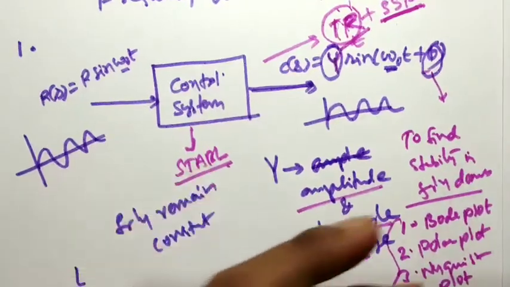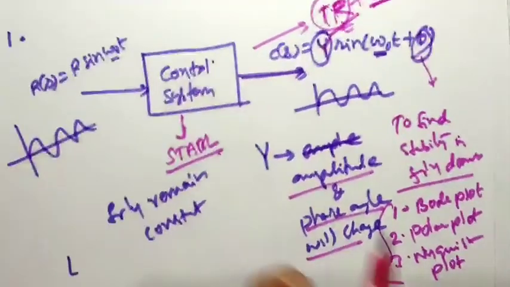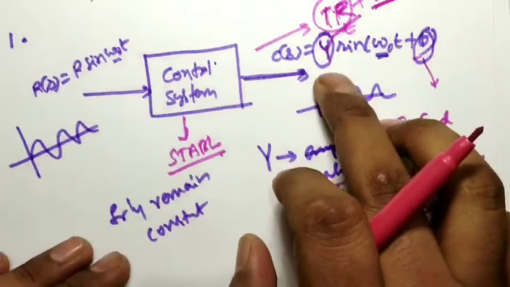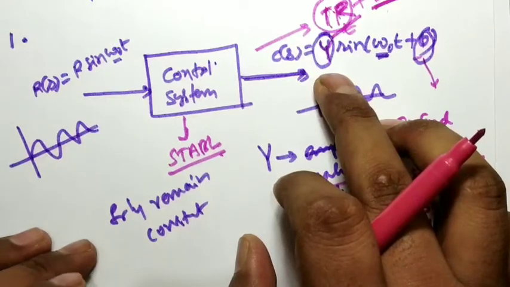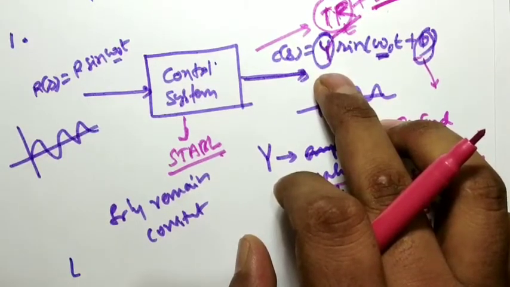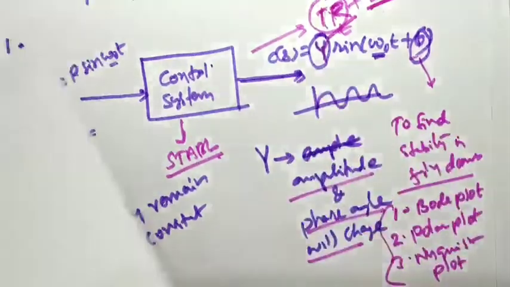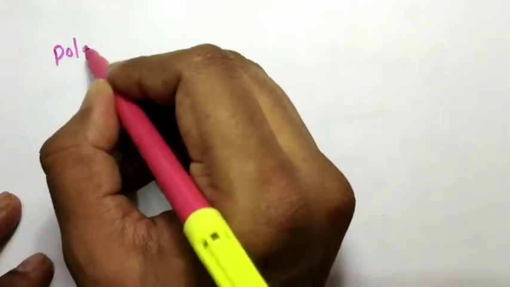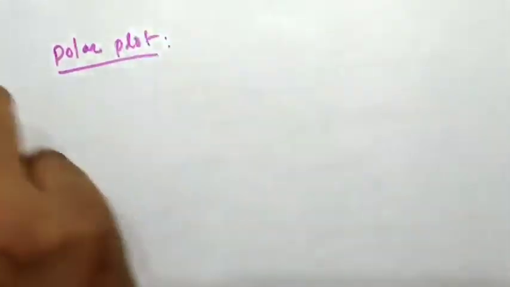So you have to apply three methods: the Bode plot, the polar plot and the Nyquist plot. You take any transfer function, find its magnitude and also its phase angle. Then you can draw the graphs to find the stability of the system. What is the first method? The polar plot. I am just giving the concept here.